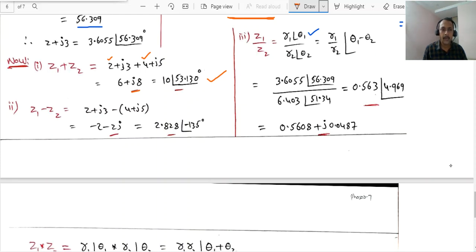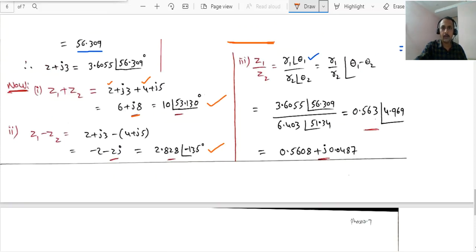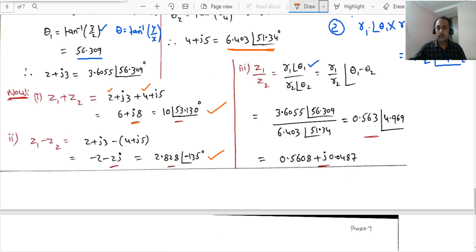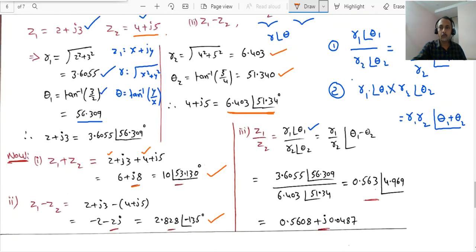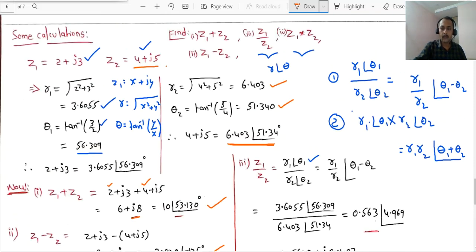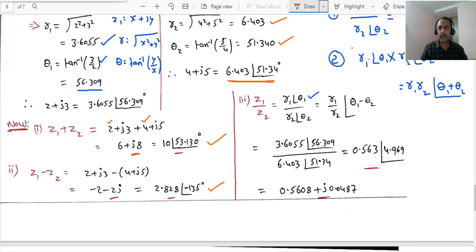2 minus 4 minus 2, we will get 3 minus j5 minus 2j, and express it in the polar form, r at an angle theta. Third one, Z1 divided by Z2. While doing division and multiplication, you first write the polar form.